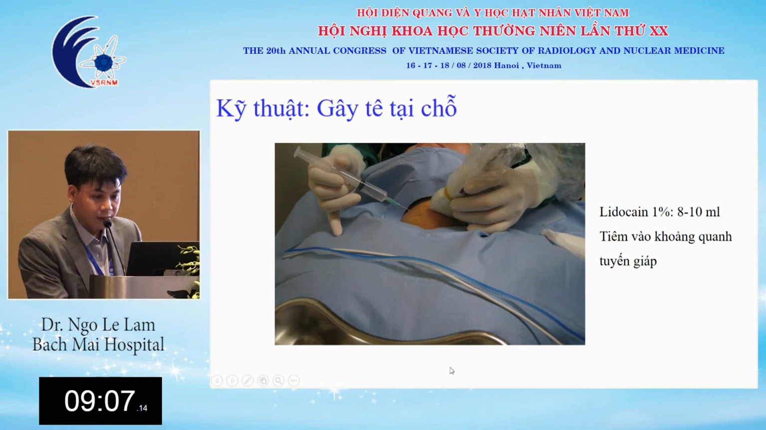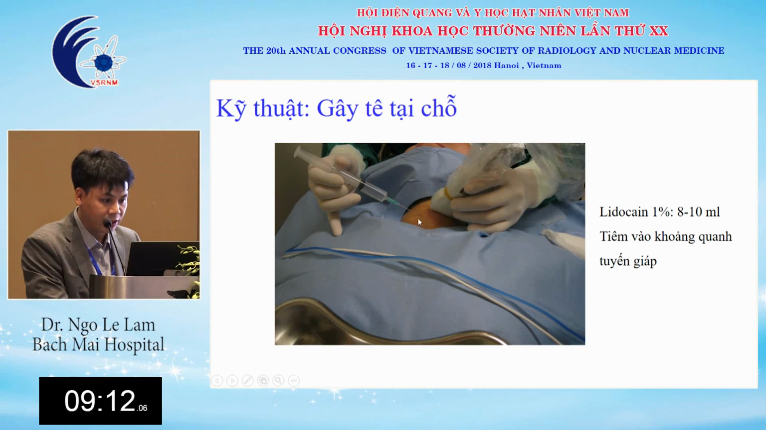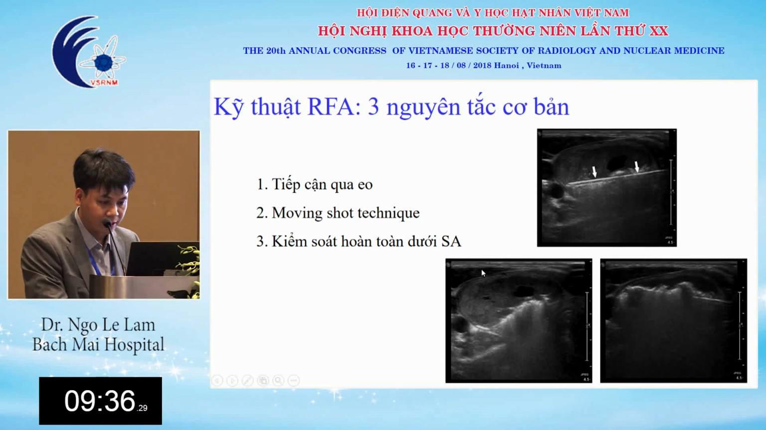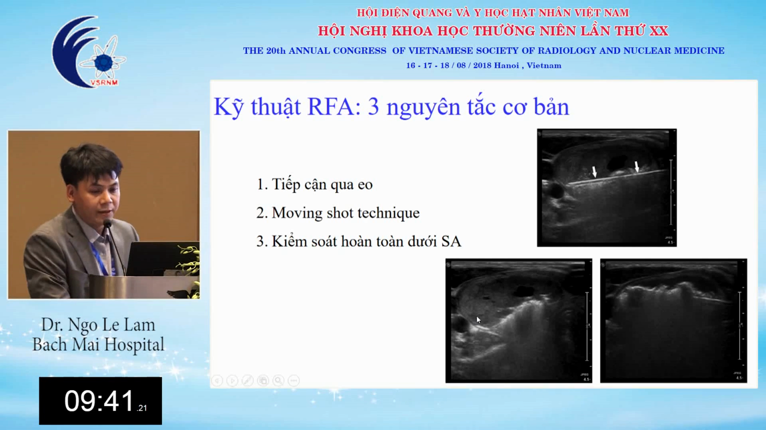So the technique of IFA: local anesthesia. This is the photo, you can see it under ultrasound. We use 1% lidocaine, 8 to 10 ml, and then we inject it into the parathyroidal space. We can see the needle on ultrasound, and then we dissect the thyroid from the adjacent structures.